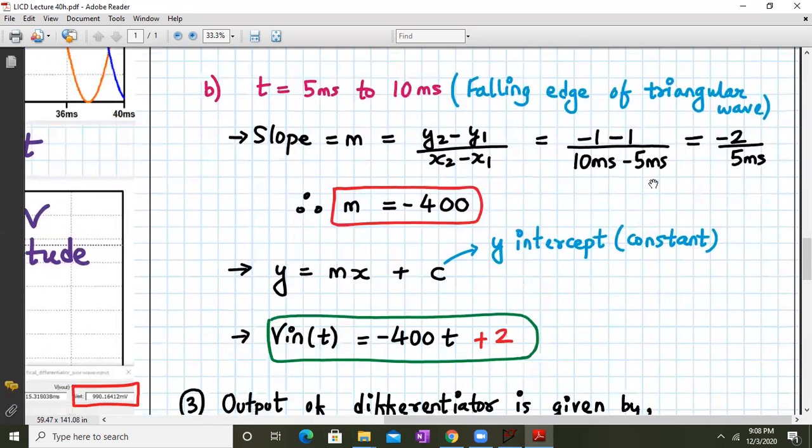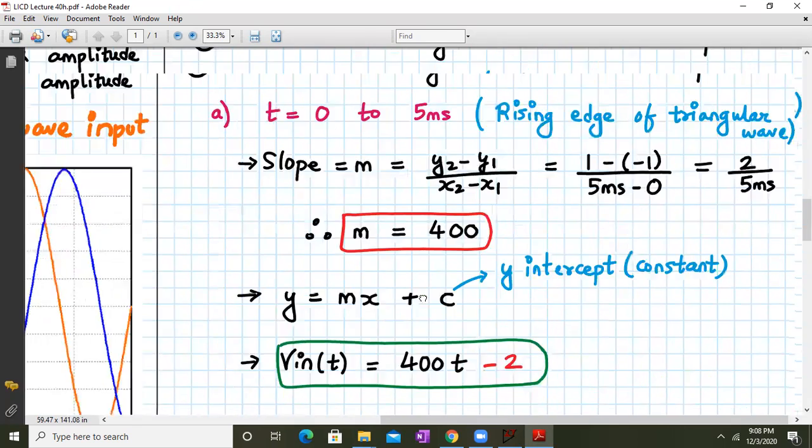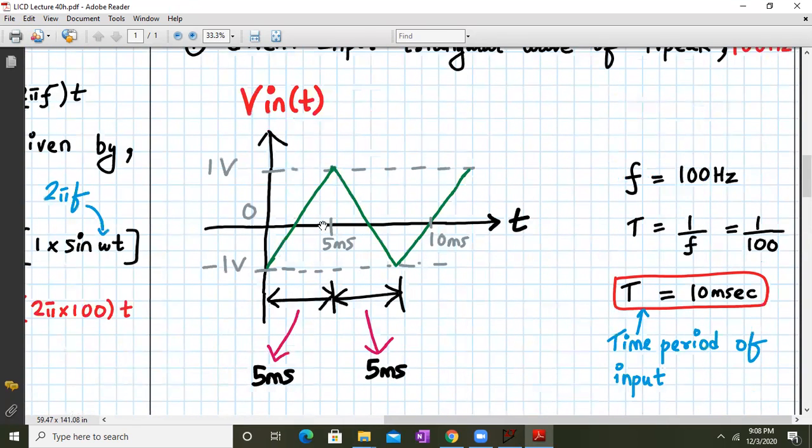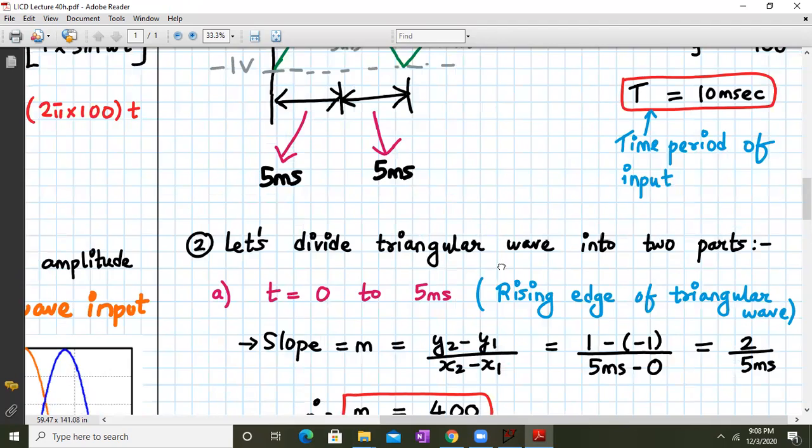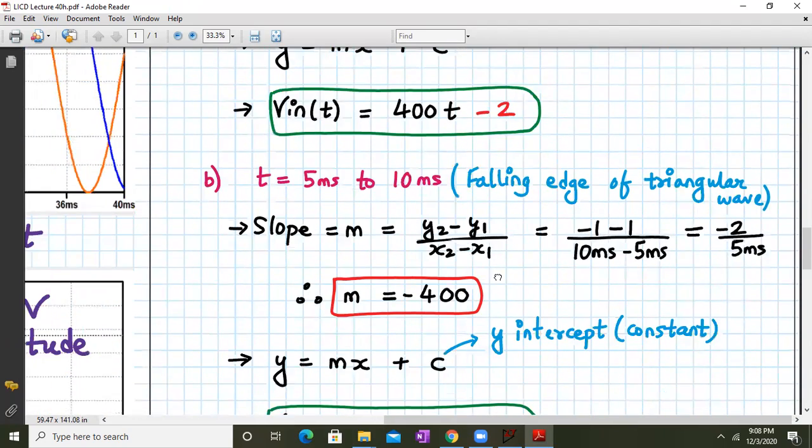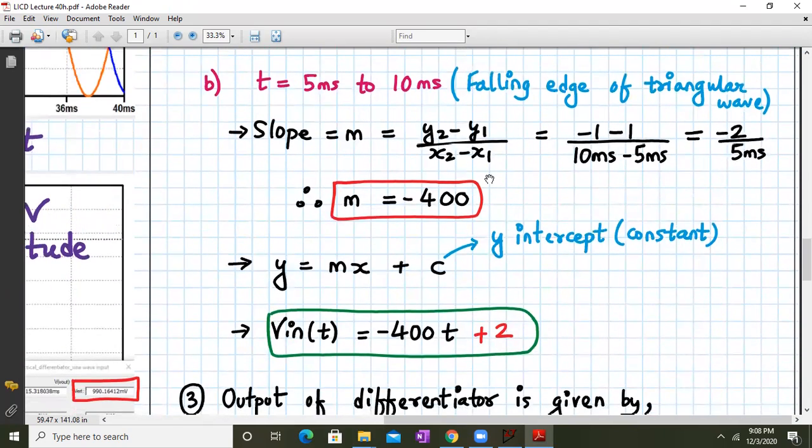Similarly, here again we arrange in terms of y is equal to mx plus c. Now this time the y-intercept will be plus 2. So you can work it out why the y-intercept will be plus 2, I leave it up to you. So for the interval 5 millisecond to 10 millisecond, the y-intercept is plus 2. So you all can check it out. So if you substitute it over here, V in of t is equal to minus 400t plus 2.